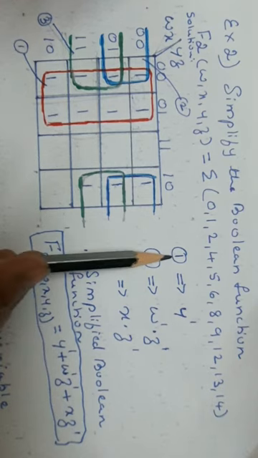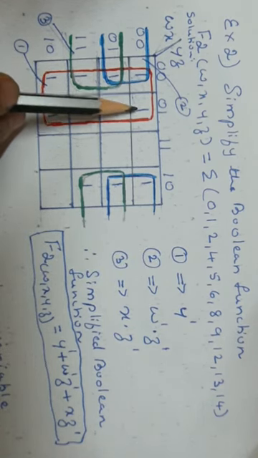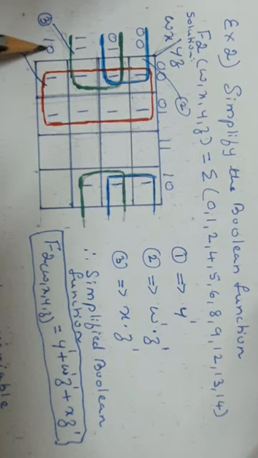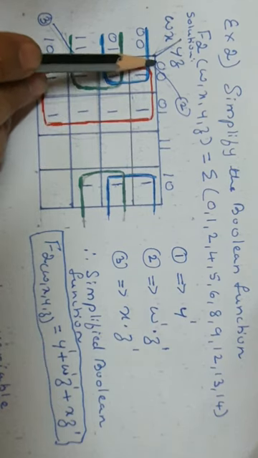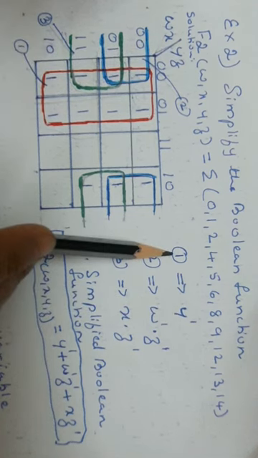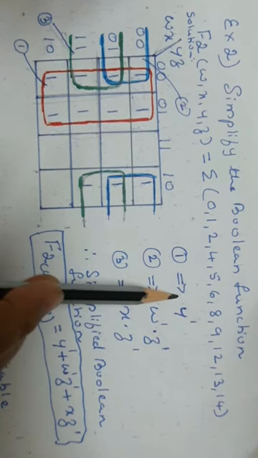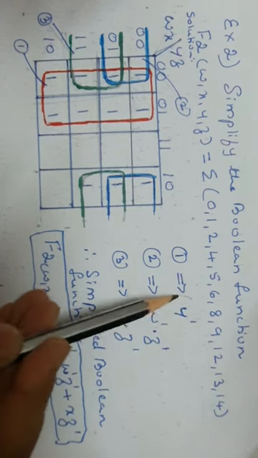We have to write it. So for the first group, there are 8 ones in this group. These 8 ones are covered in all the 4 rows. Row wise nothing is common here: 0, 0, 0, 1, 1, 1, 1, 0. In all the 4, nothing is common, so leave it. These 8 ones are covered in these two columns. Here 0, 0, 0, 1. What is common? 0 is common. That is with respect to Y, hence Y dash. So in the first group, which is an octet, row wise nothing is common, so we leave it. Column wise, Y dash is common. So this we have written.